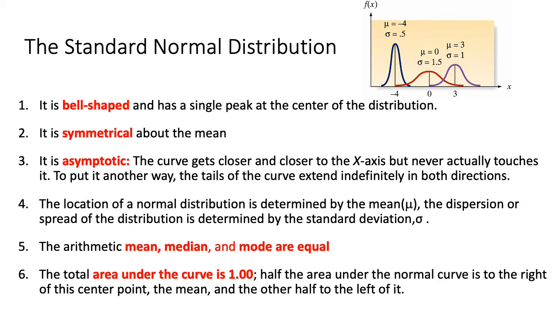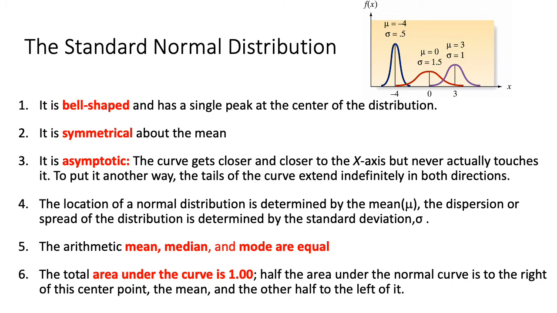First, the distribution is bell-shaped and has a single peak at the center, so it's perfectly symmetrical. Second, it's symmetrical around the mean. Third, it's asymptotic, which means the curve gets closer and closer to the x-axis, but never actually touches it. So basically the tails extend indefinitely in both directions. We can think of this as a statement like anything is possible, right?